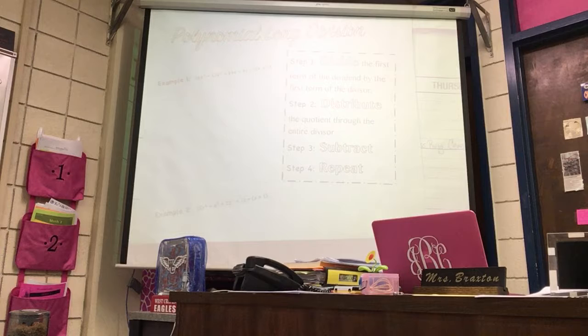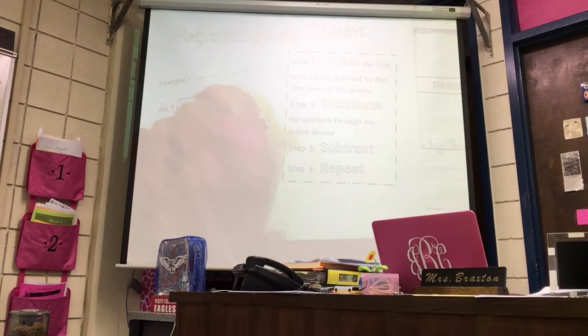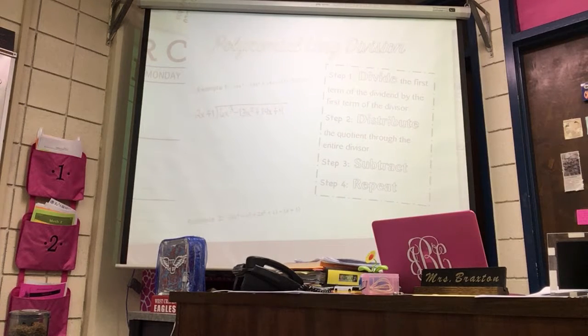It says, step 1, divide the first term of the dividend by the first term of the divisor. Is that what we talked about yesterday? Just taking the first term and dividing it? All right, so we're going to do 2x plus 1, and I have 6x cubed minus 13x squared plus 14x plus 4. Now, we're going to talk later today about synthetic division. The only way you can divide this one is with long division. There's no other way to do it. That's why we start out with long division.